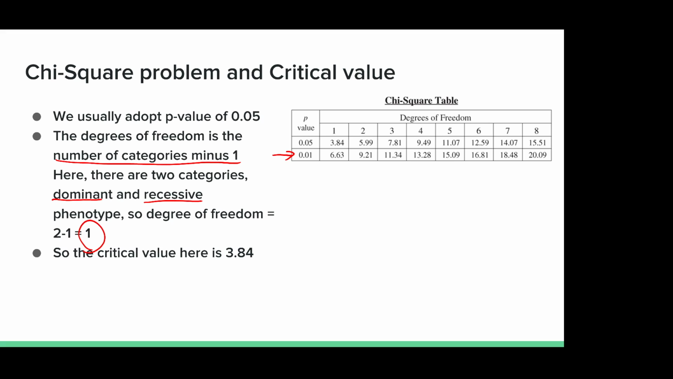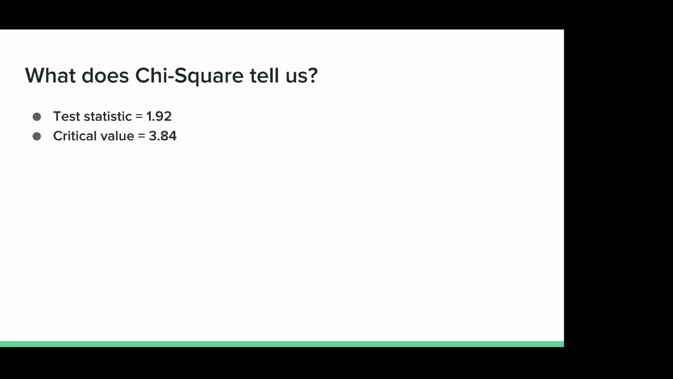So using that information, a p-value of 0.05, degrees of freedom of 1, we see that our critical value is 3.84. Here is where I take some artistic license in explaining this to my students. But I find it works. So the test statistic, the chi-squared test statistic, is 1.92. The chi-squared critical value is 3.84.